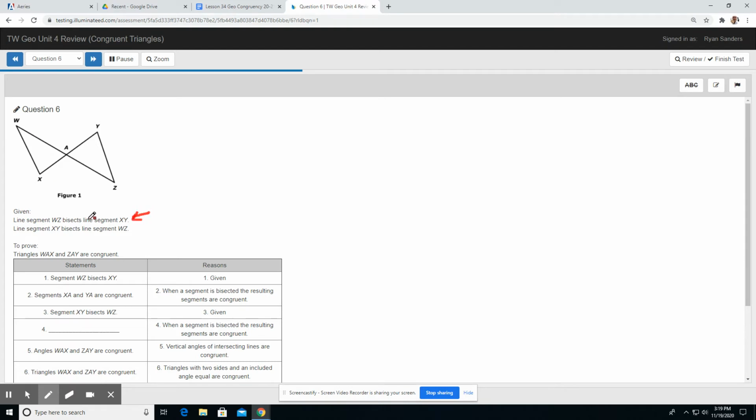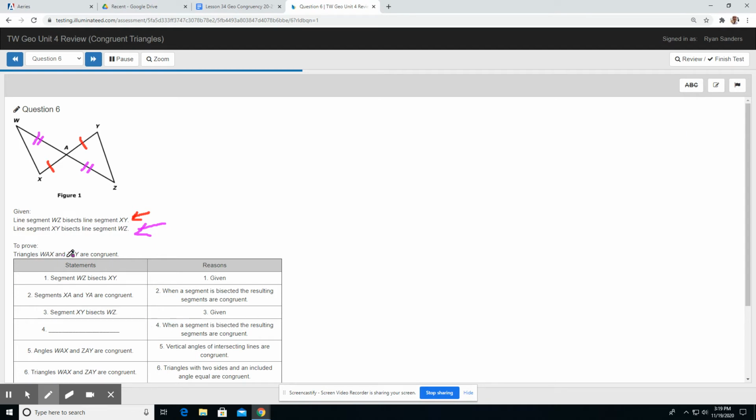If WZ bisects XY, it cuts it in half. So WZ cut in half the XY. So that means this one and this one have to match. I'm just going to let my colors link together. And then for this one, XY bisects, or cuts in half, the WZ. So that means this one has to match this one. Bisect means it cuts in half. Whatever it cut in half, those have to match. All right, so that would be a definition of bisect.